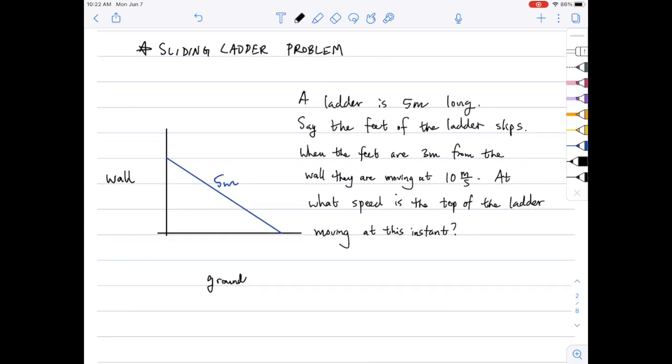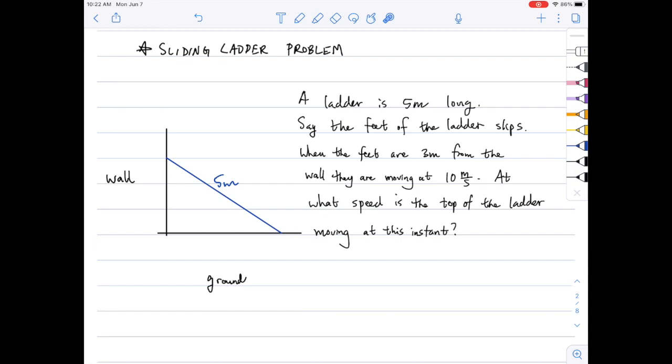So the first problem that we're going to do, we're going to do two problems. The first problem here is called the sliding ladder problem, or at least that's what I'm calling it. And here what you have is a ladder that's 5 meters long. So this is the ladder here. Excuse my bad drawing. And it says, say that the feet of the ladder, so this is the feet of the ladder, slips.